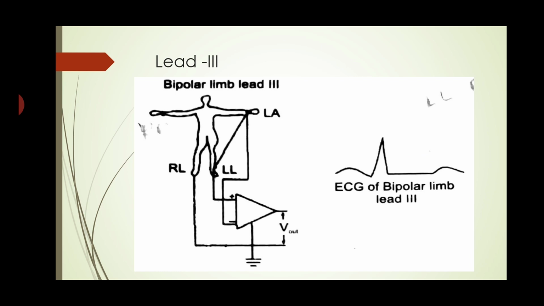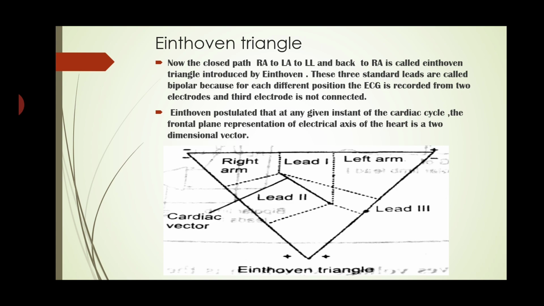In lead 3, the left leg and left arm are used. So in this, the left leg is connected and the left arm is connected to the amplifier. This is the lead 3 connection. Using these 3 connections, they find the resultant ECG signal. To get the resultant, they use the Enthoven triangle.